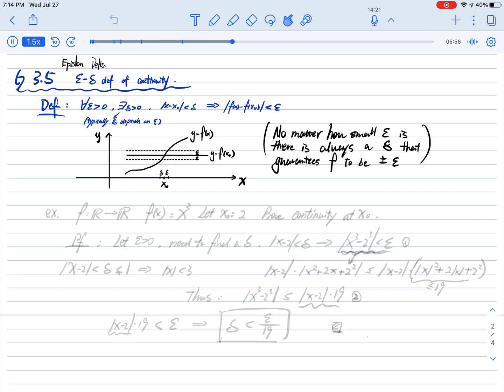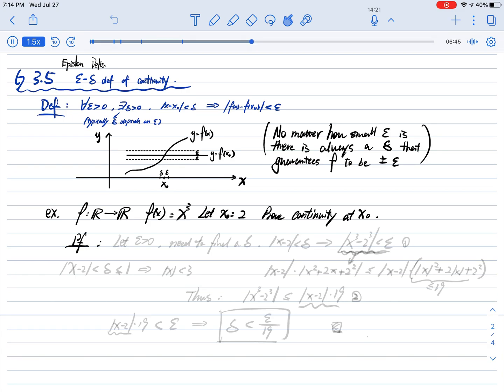And given this brand new definition, let's consider a very interesting example. Let's consider a function f that maps all the real numbers into real numbers, and we define it this way. f of x is x to the third power, x cubed. If we let x0 be 2, the question asks you to prove the continuity at x0. How do we do it? We do it by using the definition above. So we just start proving it.